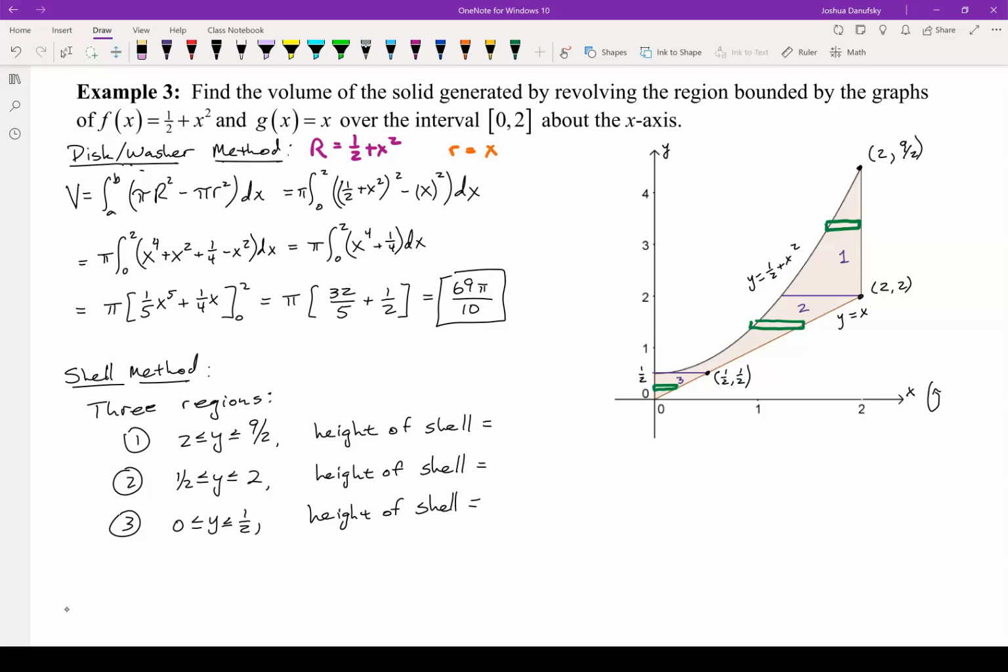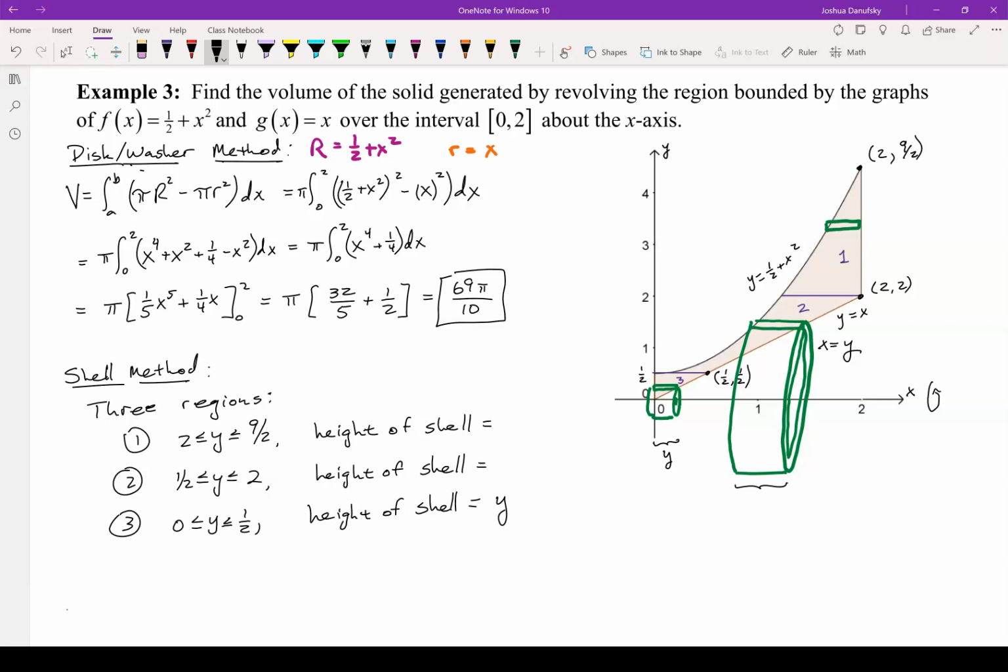Starting with the easiest one, imagine a shell down here in our 3rd region, maybe looking something like that. The height of the shell is going to be that distance there. And since our linear function y equals x can be rewritten as x equals y, this distance is simply y. Looking at region 2, our representative shell might look something like this. And we need this distance here. Well, that's the distance between our parabolic curve and our line x equals y.